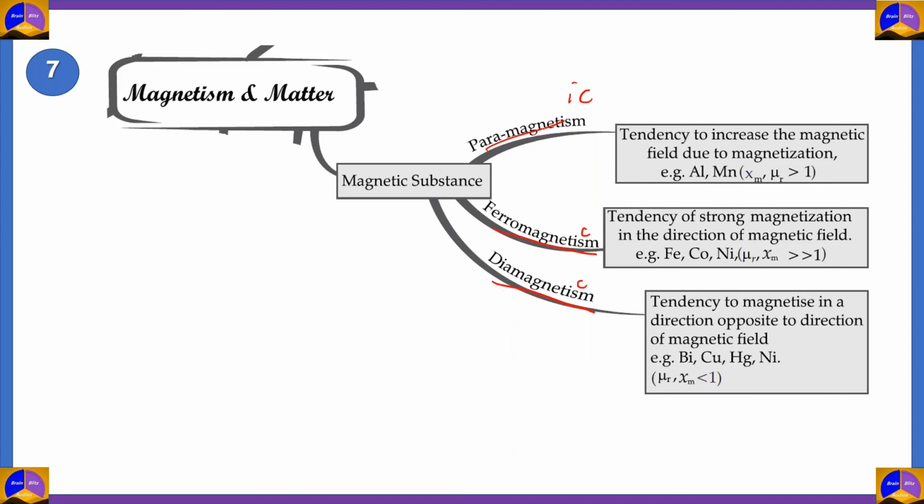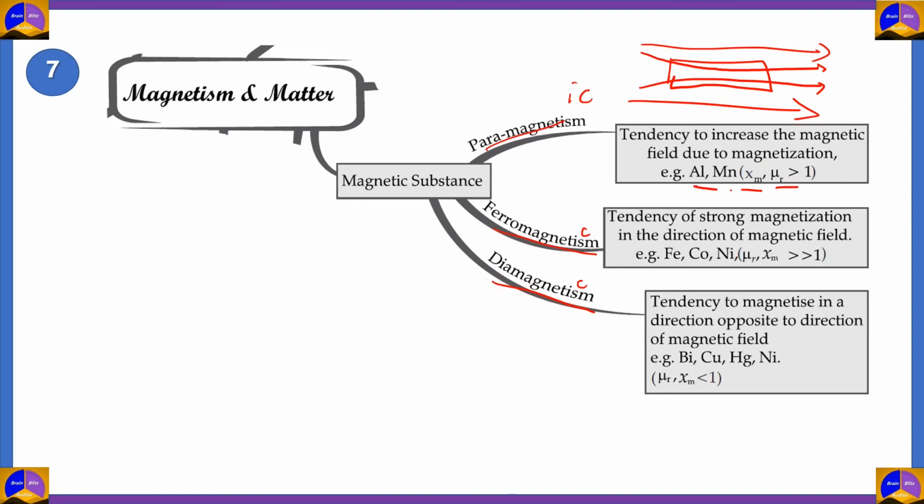When it comes to paramagnetic materials, these have a slight tendency to increase the magnetic field due to magnetization. So suppose we're magnetizing it with a magnetic field, then paramagnetic materials tend to pull the magnetic field closer towards them. And due to this property, their magnetic susceptibility and relative permeability are greater than 1, because they tend to increase the magnetic field. Examples of paramagnetic materials are aluminium and manganese.